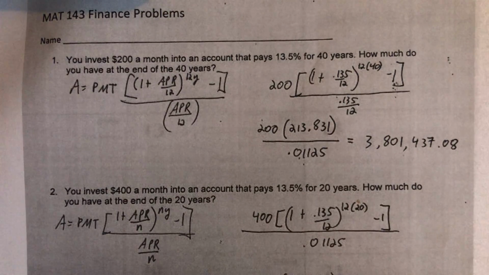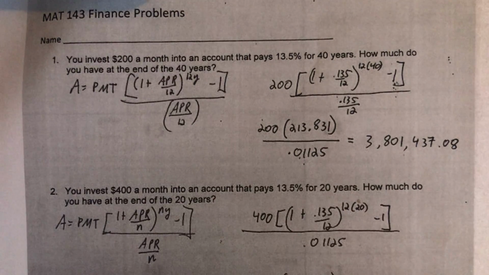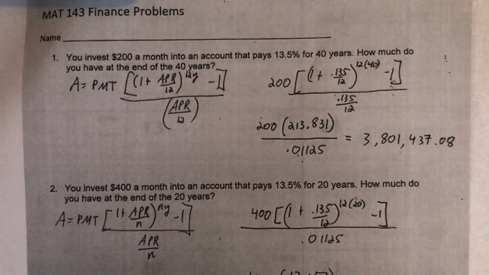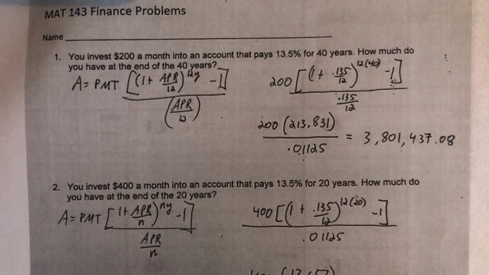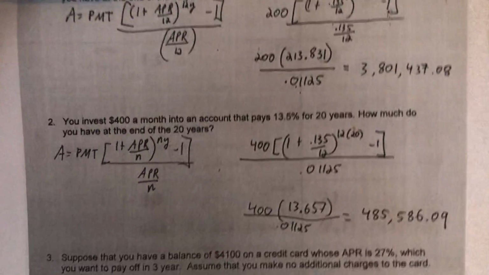So I multiply the two numbers in the top, divide by the denominator, and your $200 a month for 40 years has turned into $3,801,437.08. So if that was your retirement, very nice job. I'm pretty sure you can retire on $3.8 million. All right, number two.